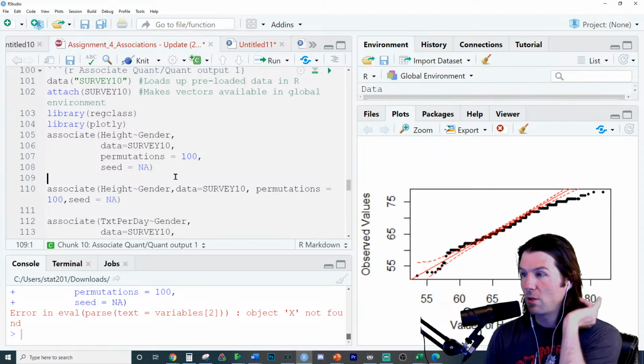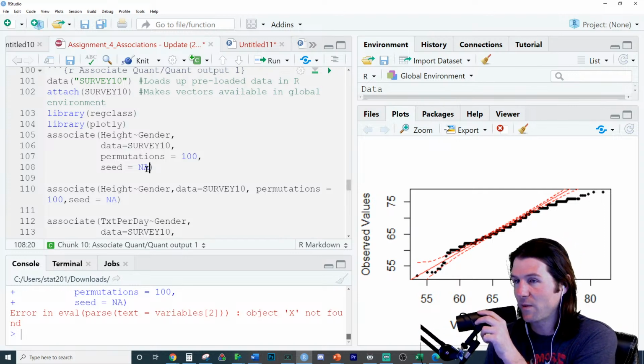Right now, you should use a seed. Right now, the seed is not specified. The seed is what right now?